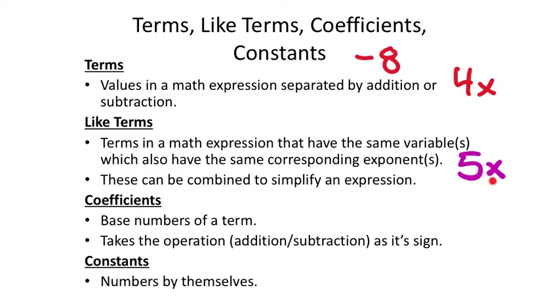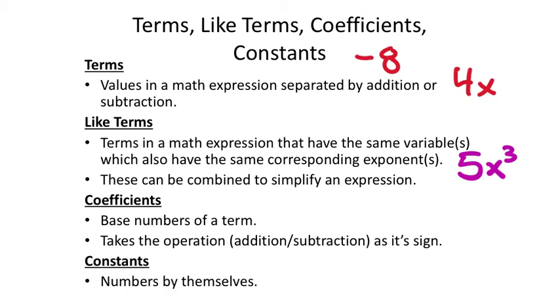So if I looked at this term right here, the 5 is the coefficient because it's being multiplied by the x. If I look at this term right here, 4x, the 4 is the coefficient because it's being multiplied by the x. And the exponent of the variable doesn't matter, so even if I said that was 5x to the power of 3, the 5 is still the coefficient. It's just of an x cubed now.